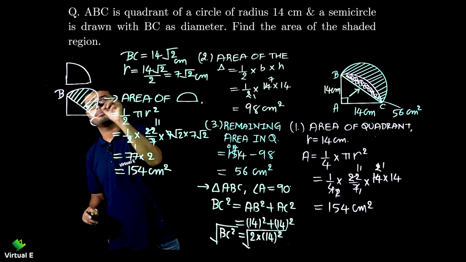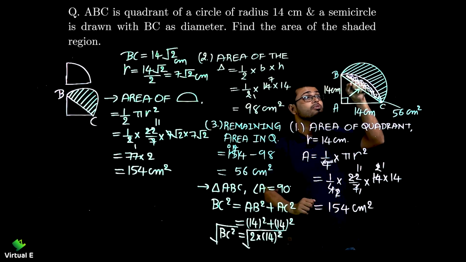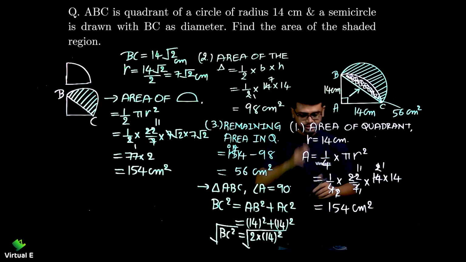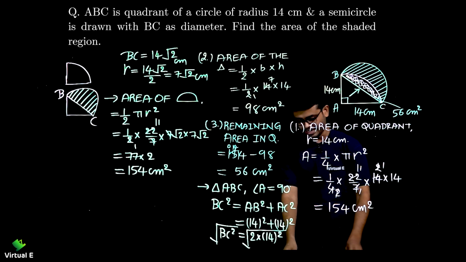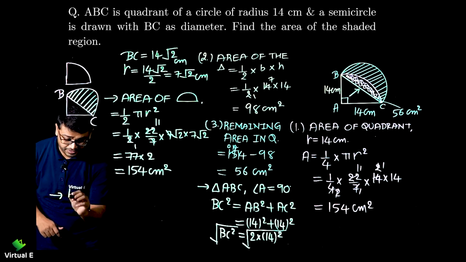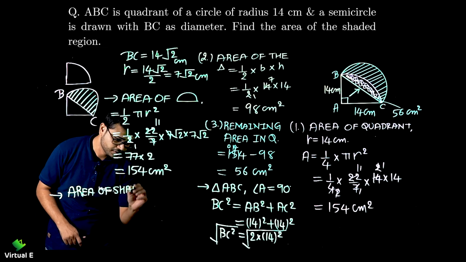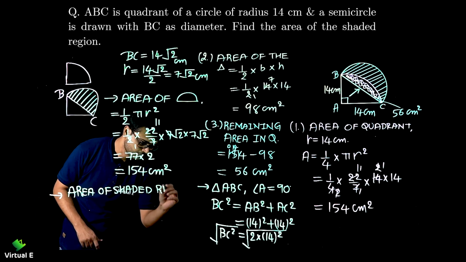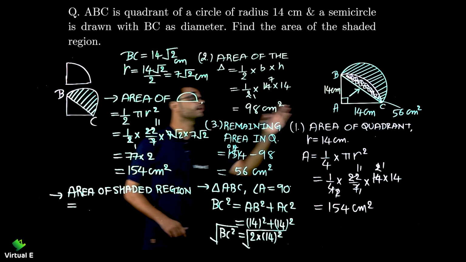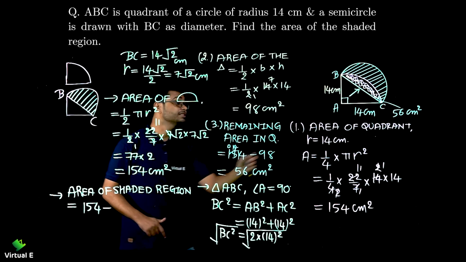Remember, this is the complete area of this semicircle. Right? Now what I need to do? I need to remove this area from this semicircle and I will be getting the area of the shaded region. So let's move for the last step, which is finding the area of the shaded region. So that is, I need to subtract from the semicircle. Semicircle area is what? 154. Yes, 154 it is. Minus, what is the area of this region?